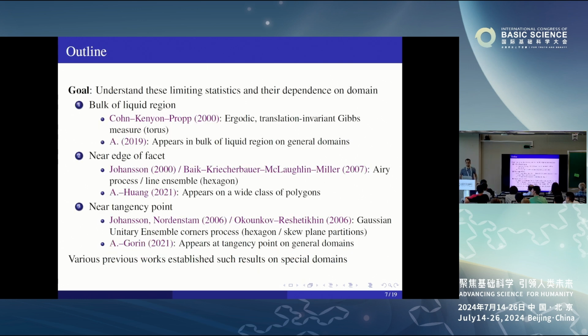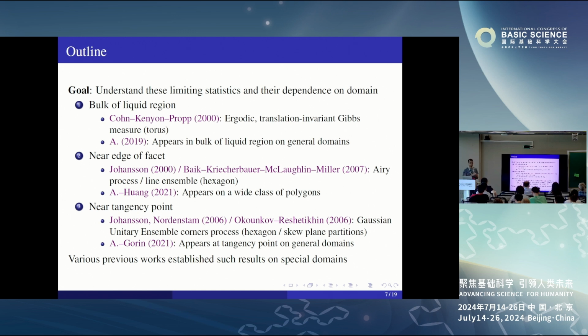So I'll try to give you an outline of what kinds of results you can prove, and then I'll start stating results more precisely. As I mentioned, my goal is to understand these different limiting local statistics and how they depend on the domain. And there are 3 different regimes, the 3 that I pointed to in my previous slide.